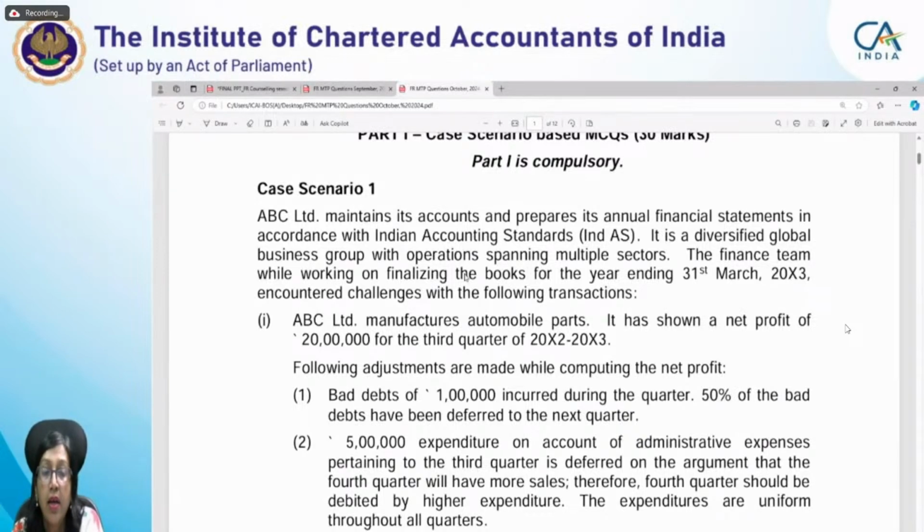MTP 2. ABC Limited maintains its accounts and prepares its annual financial statements in accordance with Indian Accounting Standards. It is a diversified global business group with operations spanning multiple sectors. The finance team, while working on finalizing the books for the year ending 31st March 2003, encountered challenges with the following transactions. ABC Limited manufactures automobile parts. It has shown a net profit of 20 lakh.